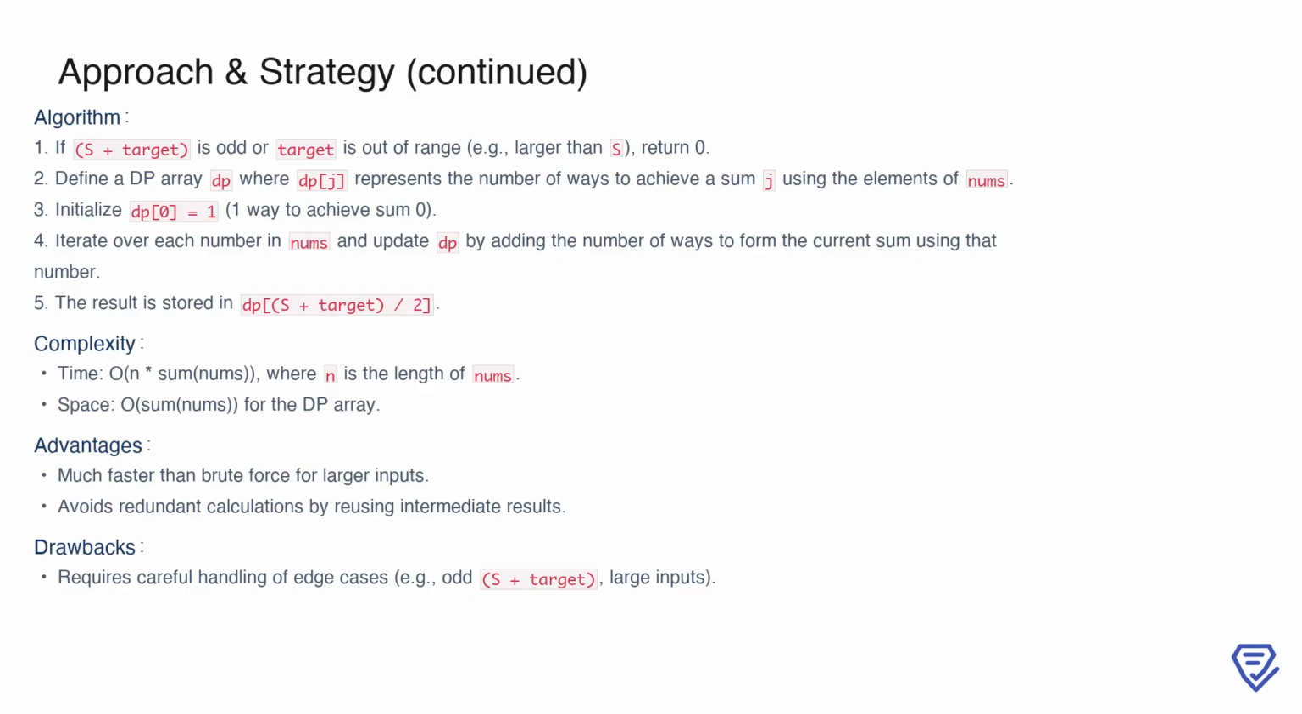This approach is significantly faster than brute force, as it avoids redundant calculations by reusing intermediate results. The time complexity is O(n * sum(nums)), where n is the length of the array, and the space complexity is O(sum(nums)) due to the DP array.